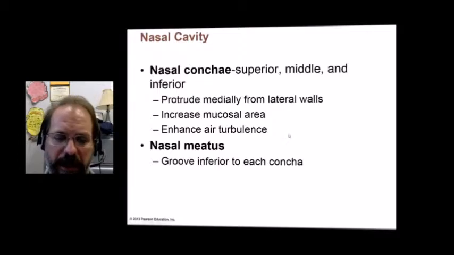Okay, we mentioned the concha and the meatuses together make up the turbinate, and there it lists for you the functional aspects of the turbinate that we already mentioned.